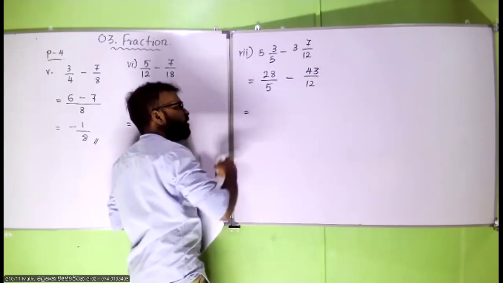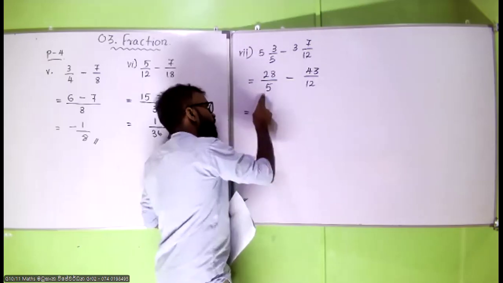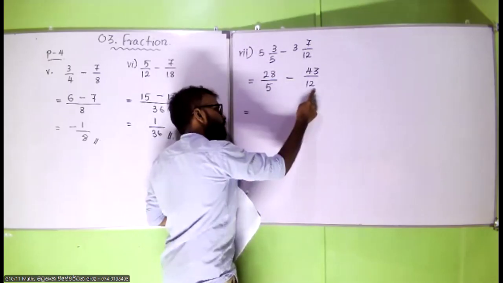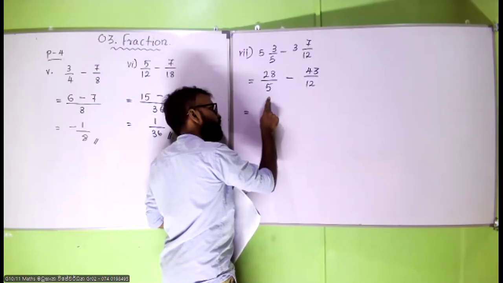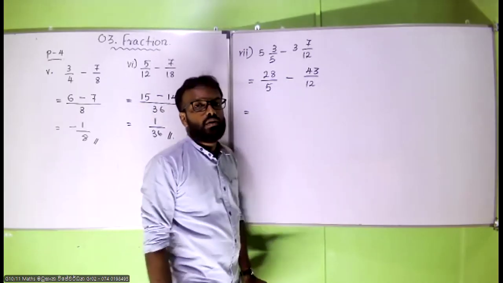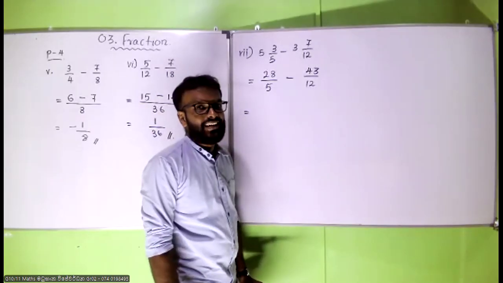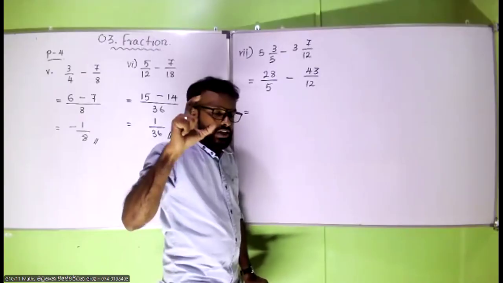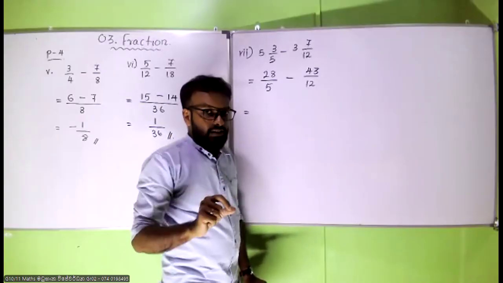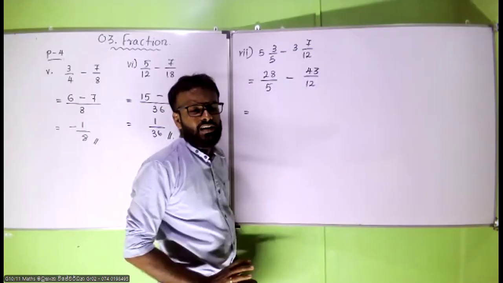Right. Now you have two different denominators. 5 is not a multiple of 12. 12 is not a multiple of 5. And 5 and 12 do not have any common factors. If those three conditions are satisfied, you can just multiply the denominators together and get the LCM.